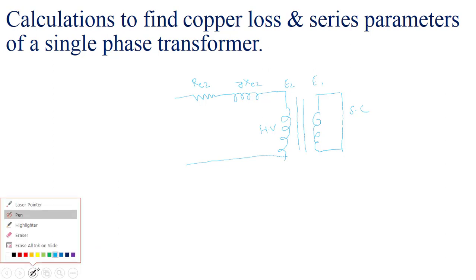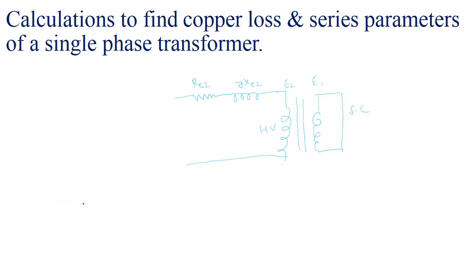To perform this test, as I explained before, we have to connect the instruments toward the high voltage side. So we connect a wattmeter over here, with fewer turns in the current coil and a higher number of turns in the pressure coil. This is the wattmeter, and its reading at short circuit will be WSC. We connect an ammeter in series with this and a voltmeter in parallel somewhere over here.